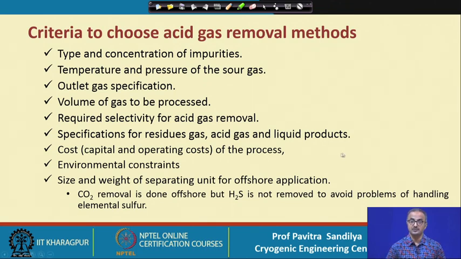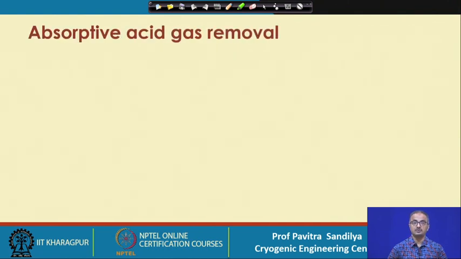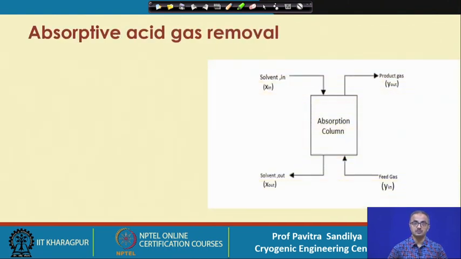Then the specification of the residual gas, acid gas and liquid products, the cost of the process, any environmental constraints, and the size and weight of the separating units in case we are talking of offshore application. In this case carbon dioxide removal is done offshore, but H2S is not generally removed, to avoid problems of handling the elemental sulfur on offshore applications. Now, let us come to the absorptive acid gas removal.